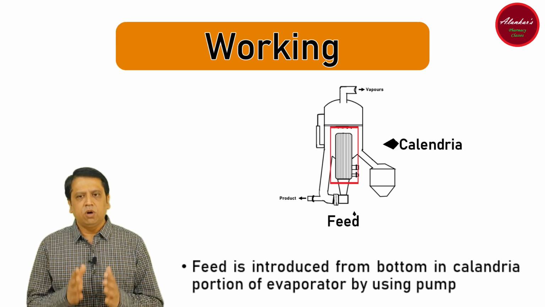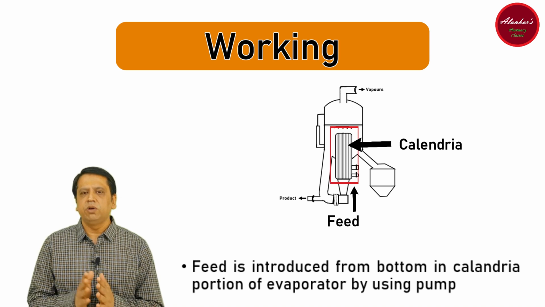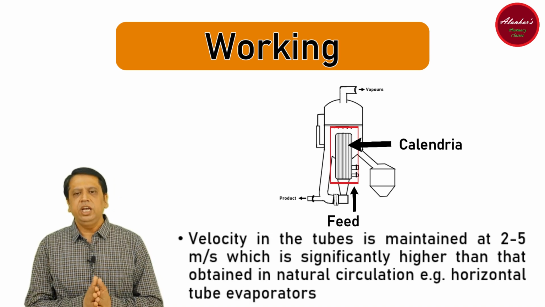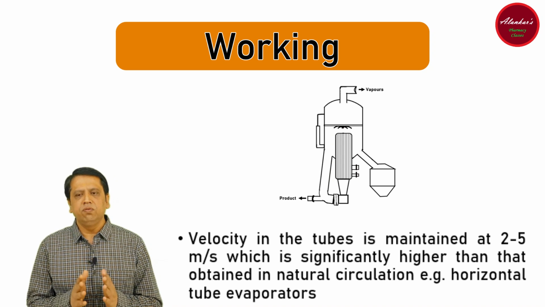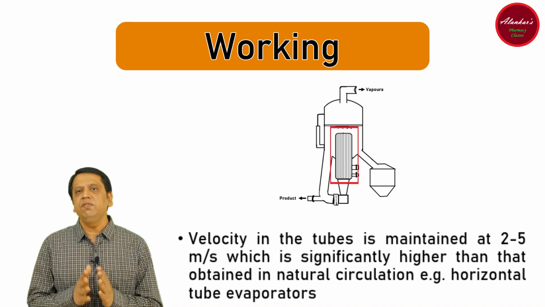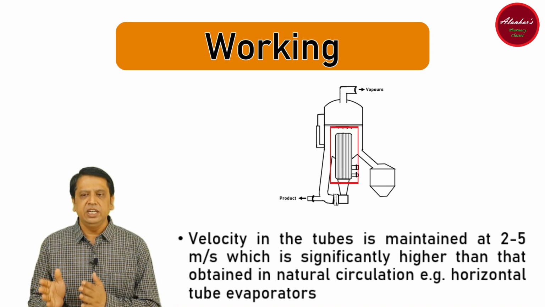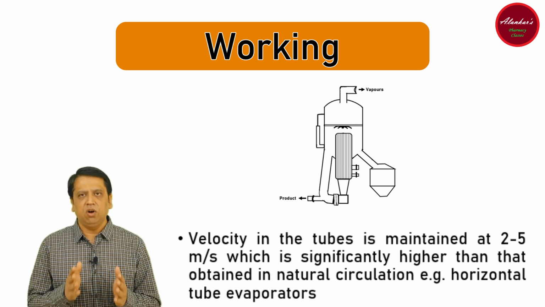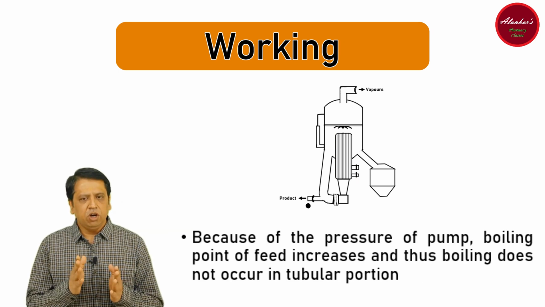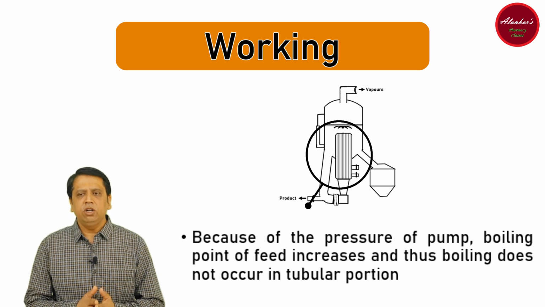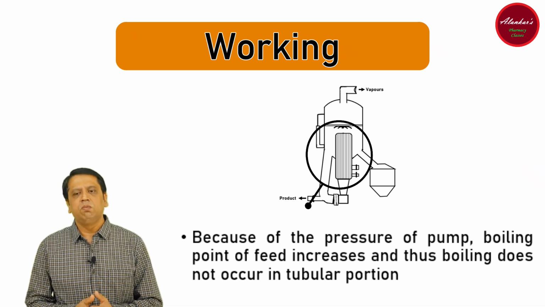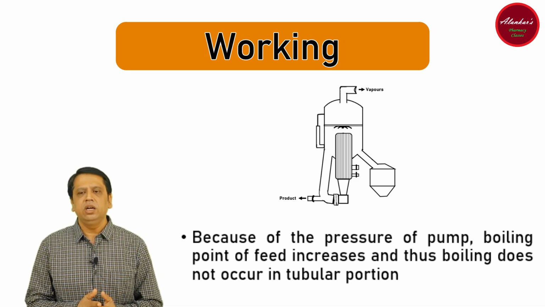Feed is introduced from bottom in calandria portion of the evaporator by using pump. Velocity in these tubes is maintained at 2 to 5 meter per second, which is significantly higher than that obtained in natural circulation, for example horizontal tube evaporators. Because of the pressure of pump, boiling point of feed increases and thus boiling does not occur in tubular portion.